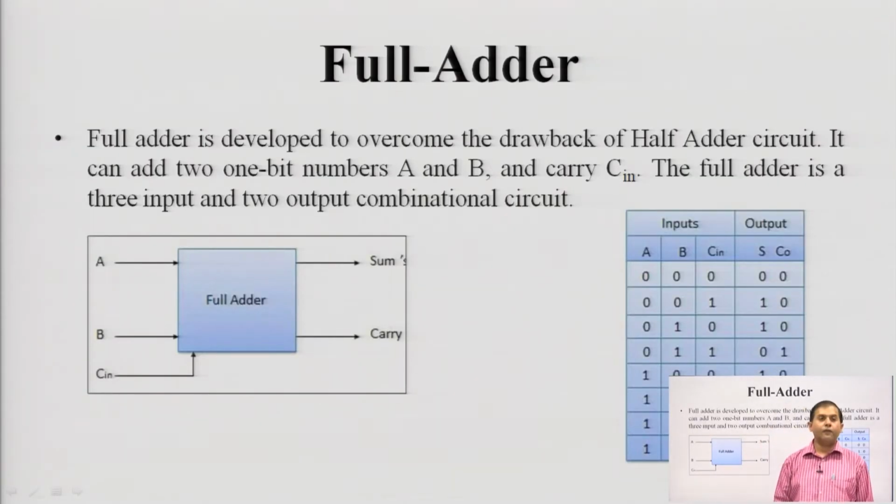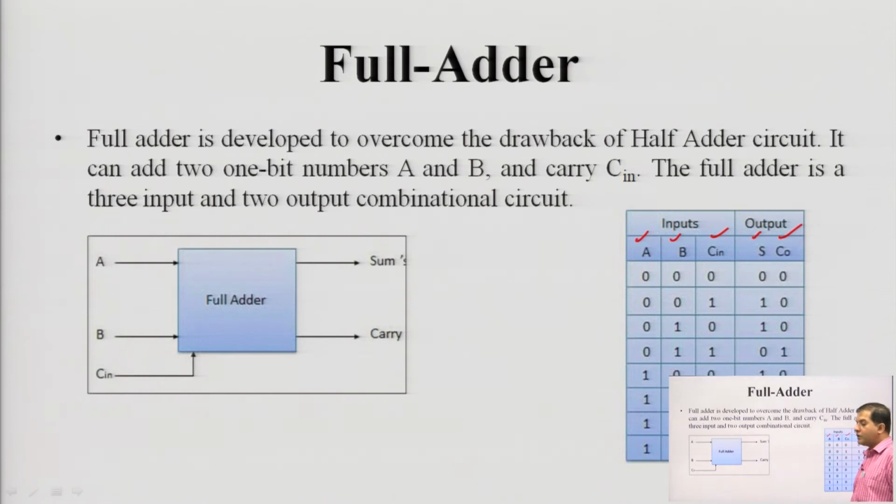Now, let us go to full adder. The same concept of half adder will be used in full adder, but here we can add 3 bits. Previously we could add only 2 bits, here we can add 3 bits. So, what is the definition of full adder? Full adder is developed to overcome the drawback of the half adder circuit. It can add two 1 bit numbers A and B and 1 carry C in. The full adder is a 3 input and 2 output combinational circuit. So, here we have 3 inputs A, B and C in, and 2 outputs sum and C out.